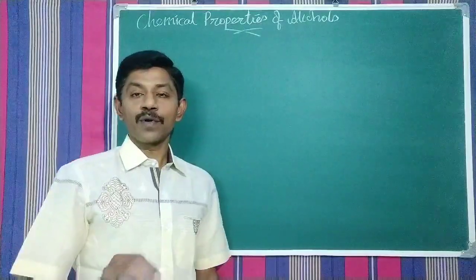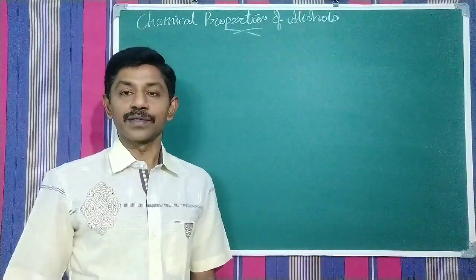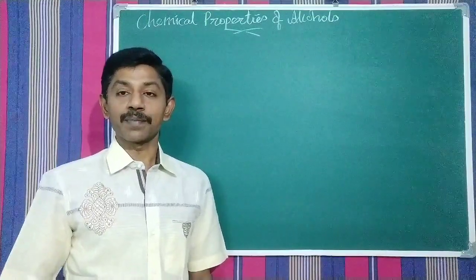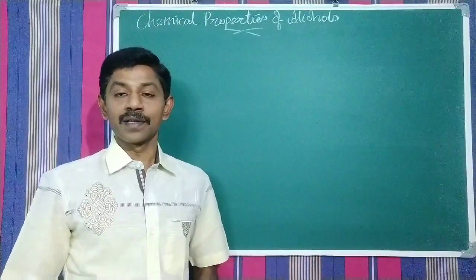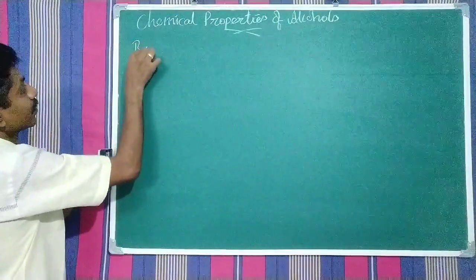We were talking about what happens chemically in different alcohols, and we should also understand what is happening inside our body. Biological oxidation is the next topic.